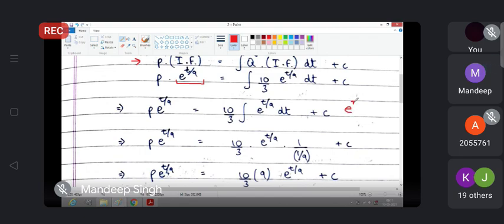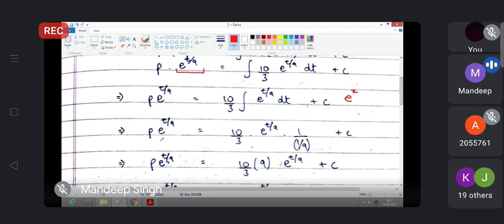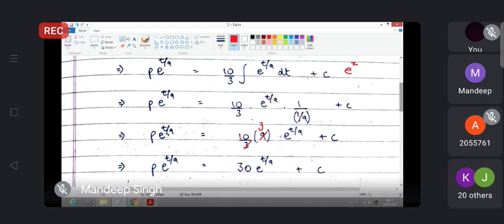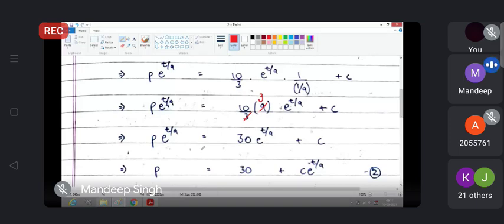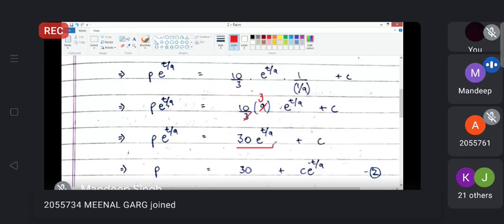e^x का इंटेग्रल पता है, e^x का इंटेग्रल इज e^x itself, जो भी कोएफिशिएंट होगा of x it is taken in the denominator. ठीक है, in this case the coefficient of t is 1 over 9, 1 over 9 is taken in the denominator. So we have p into e raised to the power t over 9 is equal to 10 by 3 into e raised to the power t over 9 into 1 over 1 by 9. 9 ऊपर चला जाएगा, this cancels out. We get p into e raised to the power t over 9 is equal to 30 into e raised to the power t by 9 plus c.